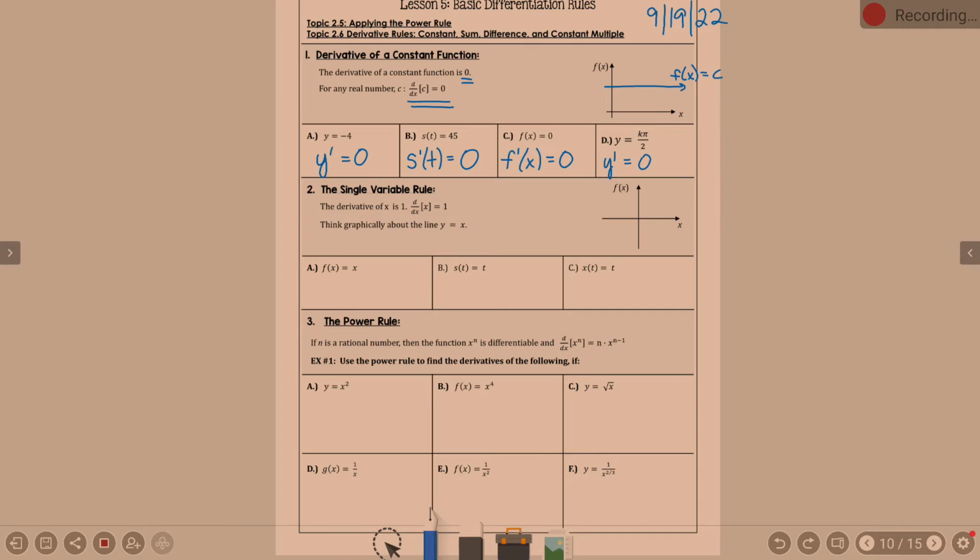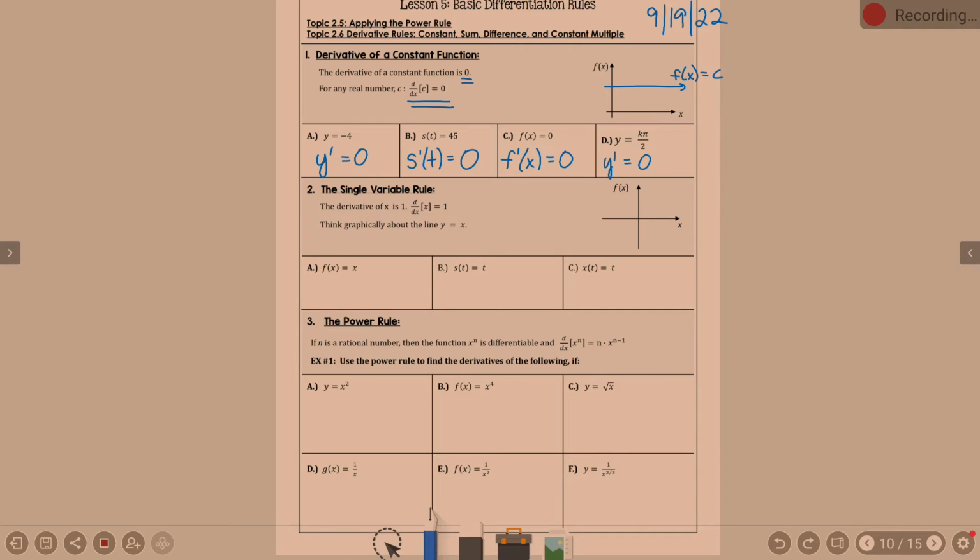Pi is a number. And k, when they put things like k and c in there, they represent constants. X's and y's are your variables. Things like c's and k's are constants, which means they are numbers. So k pi over 2 is all one big constant. So that's your first rule.